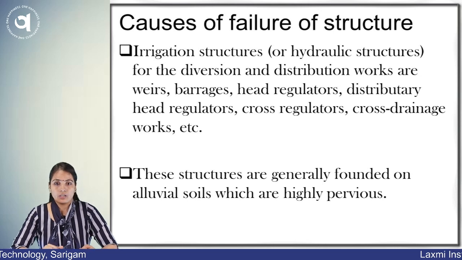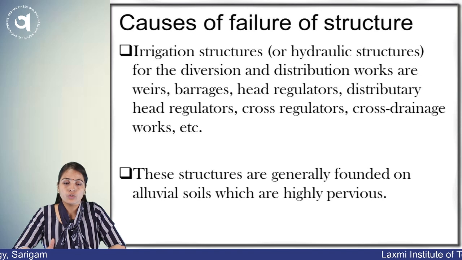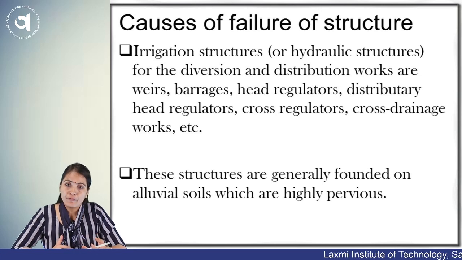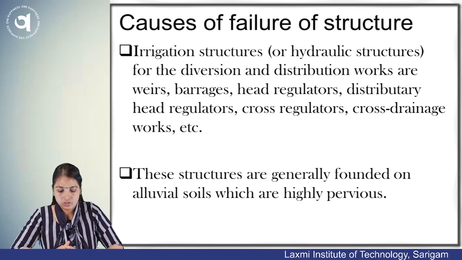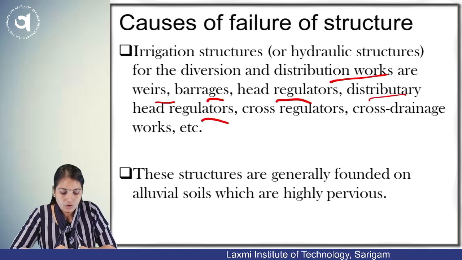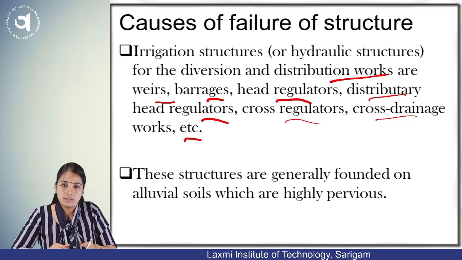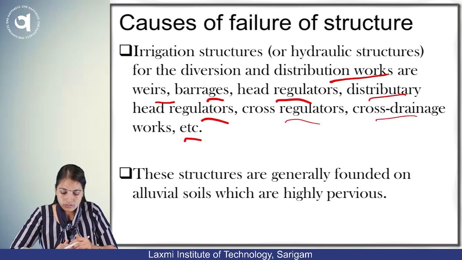Now this is the main topic of the diversion headwork. Whatever the hydraulic structure we are providing, like weir or barrage, it can fail due to various reasons. So what are the causes of failure of the structure? The diversion or distribution works are like weir or barrage, head regulator, distributary head regulator, cross drainage work. Whatever these hydraulic structures we are providing, they can fail due to various reasons. So what are the various reasons we can discuss here?